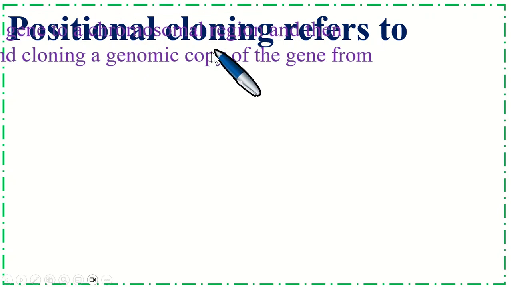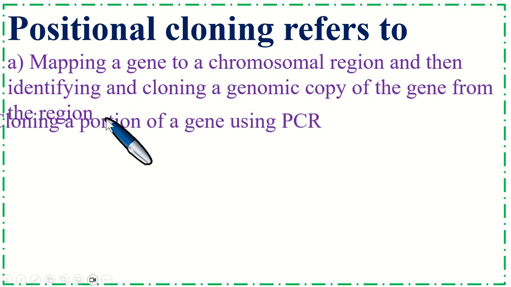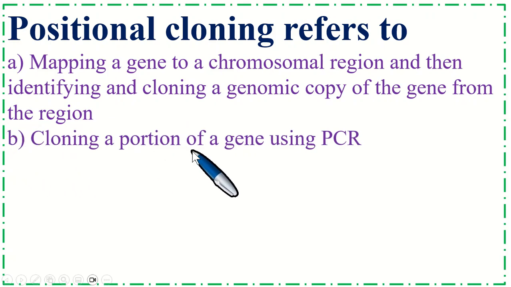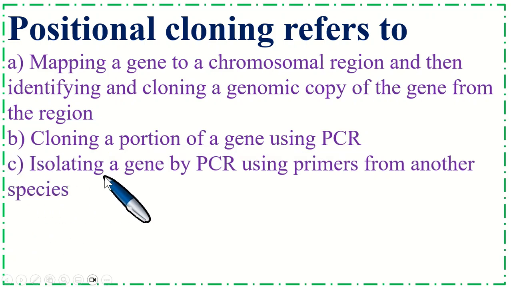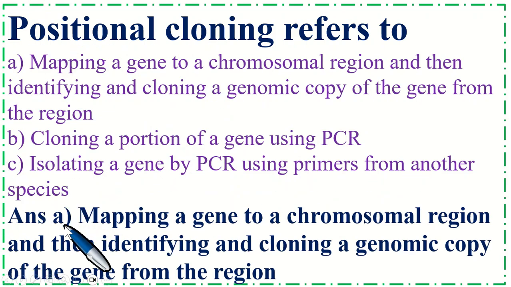Positional cloning refers to option A, mapping a gene to a chromosomal region and then identifying and cloning a genomic copy of the gene from the region. B, cloning a portion of a gene using PCR. Option C, isolating a gene by PCR using primers from another species. Correct option is A, mapping a gene to a chromosomal region and then identifying and cloning a genomic copy of the gene from the region.